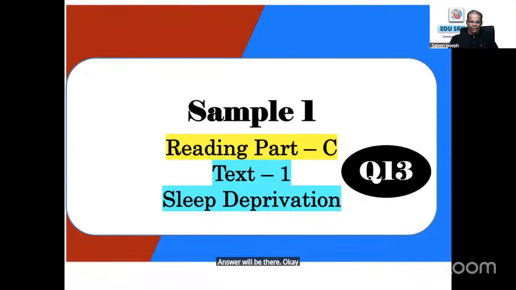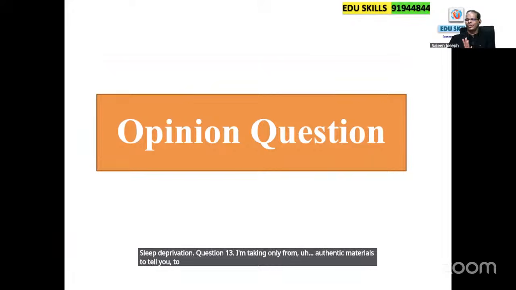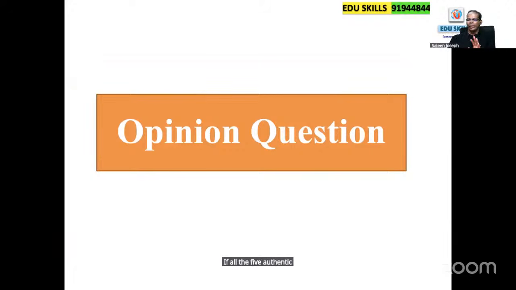Okay. Let's check now some of the examples. Reading sample 1, reading part C, text 1. Sleep deprivation, question 13. I'm taking only from authentic materials to convince you this can be used in all the materials. If you can apply these strategies to all the 5 authentic materials given on the OET website, definitely the questions appear in the exam in the same model, not any other model. Okay, so thank you OET for allowing me to use this for teaching purpose. Okay, opinion question, let's see.